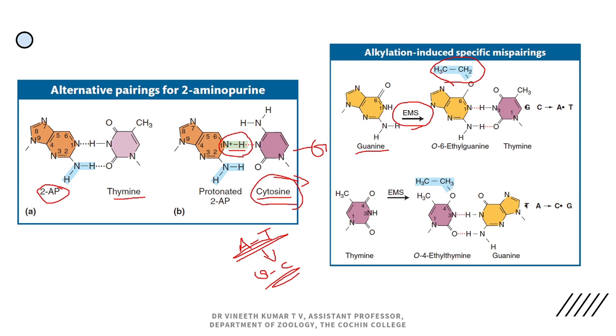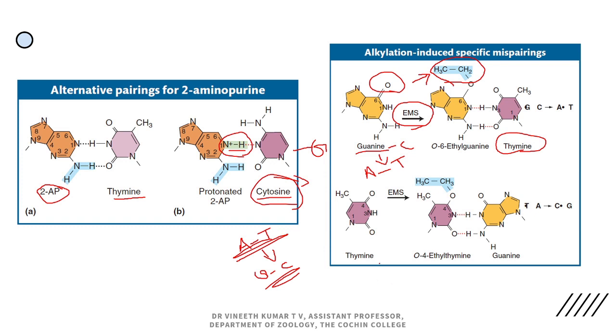At the sixth position of oxygen, this position is free. Now, because of this ethyl methane sulfonate, the alkyl groups are added, and when alkyl groups are added, it is pairing with thymine. So now the opposite happens here. A normal pairing was GC pairing. After this alkylation, this will be changed to an AT pairing. So this is also a mutation, because from the next generation, that particular position becomes mutated.